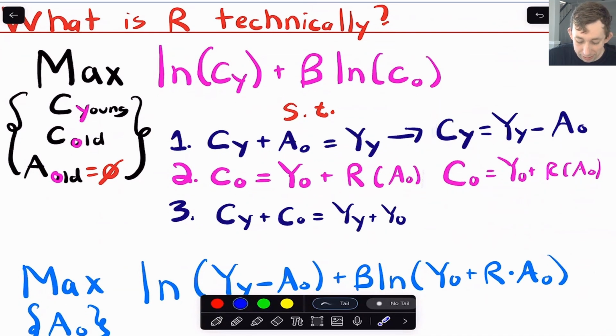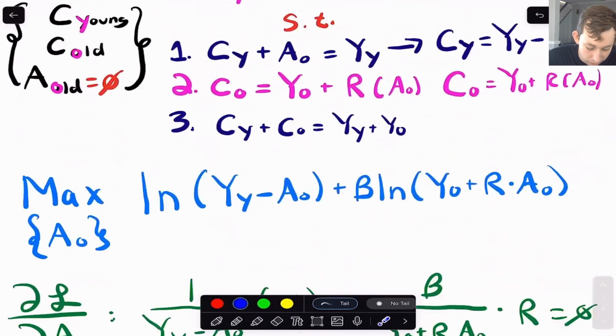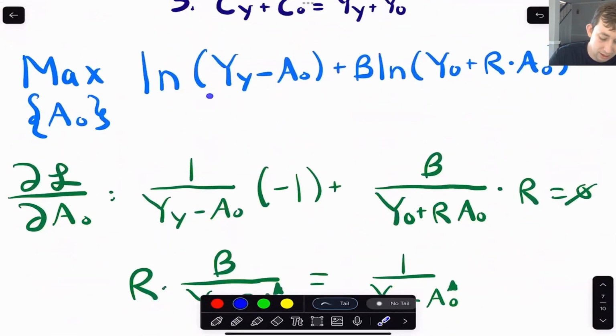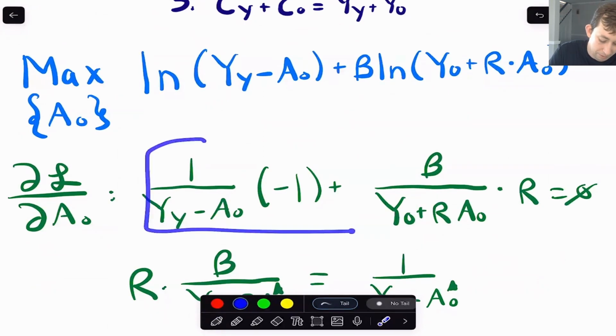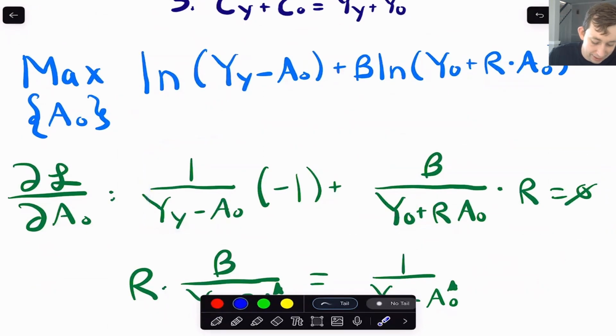And so what I'm going to do is, if I think about technically that we could choose A, well, I can write C_Y and C_O as just a function of endowment and these assets. And again, this R parentheses should really be multiplied, but that's okay. Well, now I can rewrite the problem like this, where this is C_Y and this is C_O. And I have assets when I'm old, and so I can just take one first order condition, which is going to be this guy right here, and then set it equal to 0.